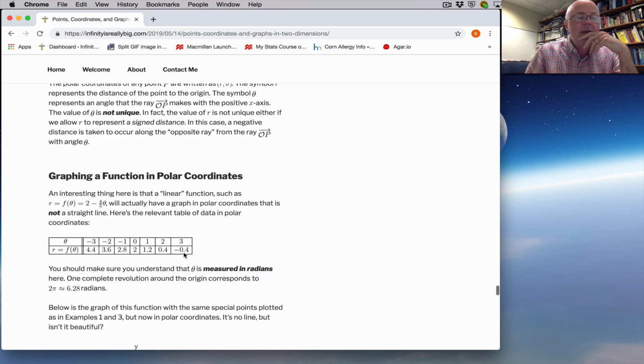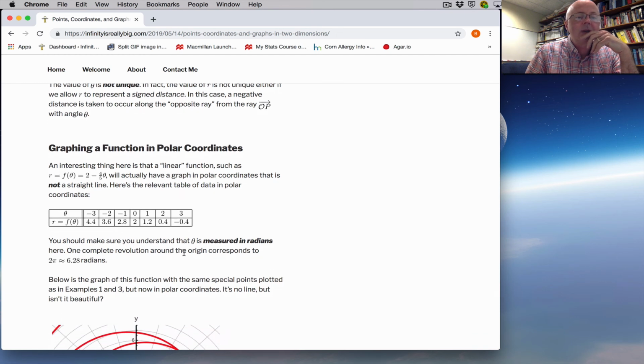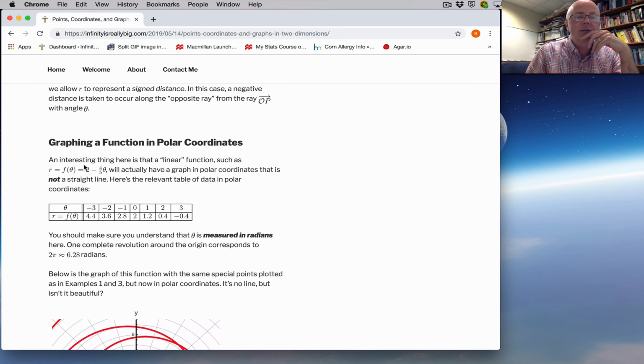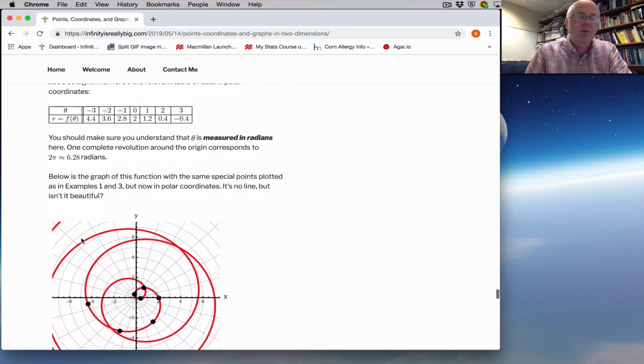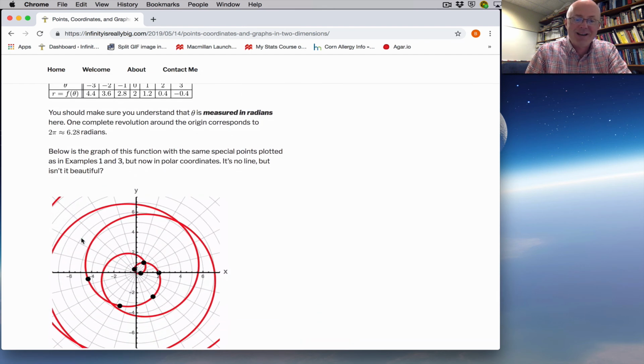Polar coordinates are not unique. That's something to keep in mind. You can also make polar graphs. And in fact, it gets more interesting because even though this function that you see here is linear, theta and r only appear to the first power, and the numbers here in this table are the same, you graph them differently. The graph is different. It's not a straight line anymore. It's something weird and beautiful.